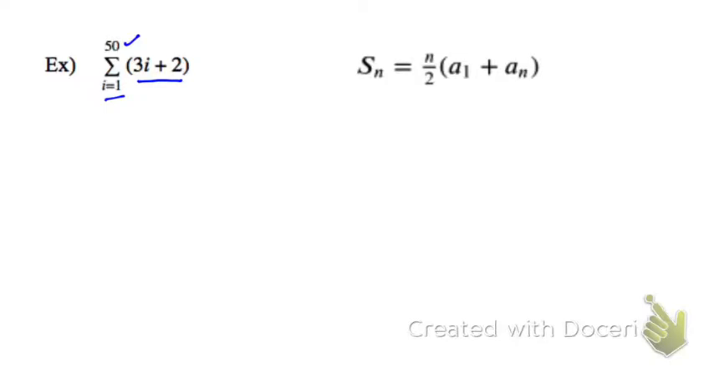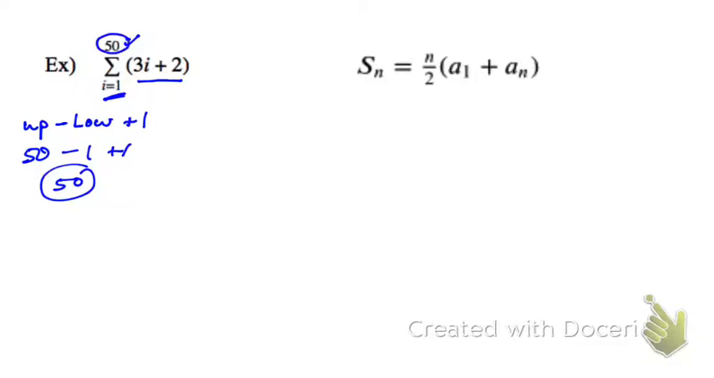All right, now the mathematical way to figure out how many numbers you're going to add up is you take your upper bound minus your lower bound and then you add 1. So we would do 50 minus 1 plus 1. So that's the mathematical way to figure out that you're adding 50 numbers together. But if you start at 1, then whatever that upper bound is, that's going to tell you how many numbers you're adding up. All right?